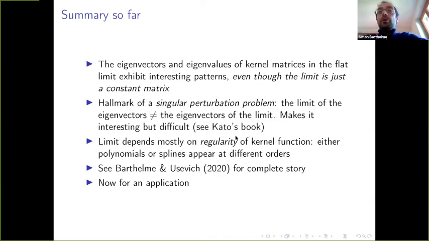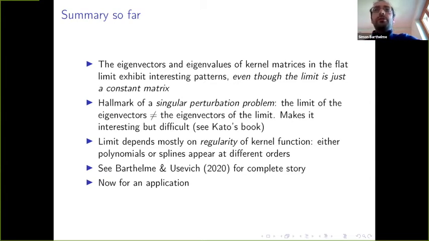The most useful theoretical results we used came from a book by Kato on singular perturbation of linear operators. More practically speaking, the limit depends on the regularity of the kernel function. If you have a kernel function that's highly regular like the Gaussian, you get different behavior than from a kernel of low regularity. Okay, so that's it for kernel matrices. Now let's look at an application.